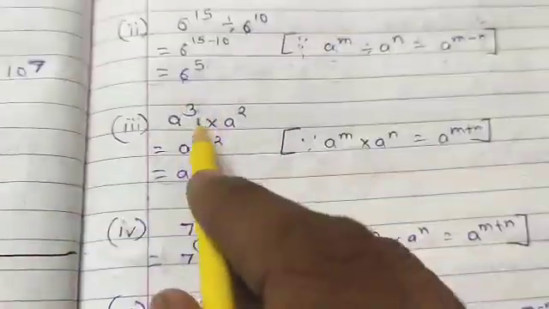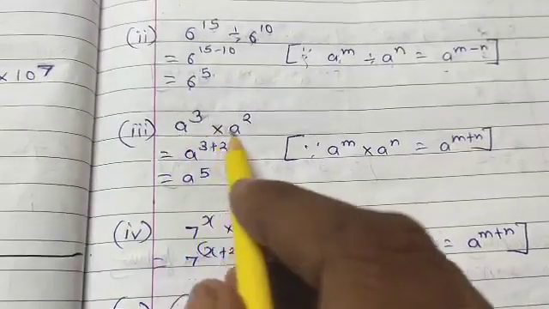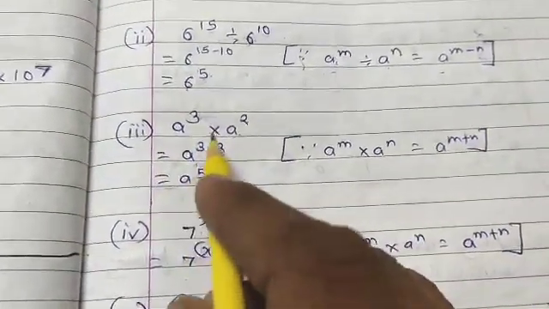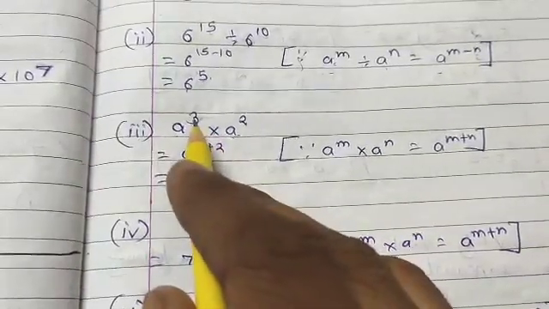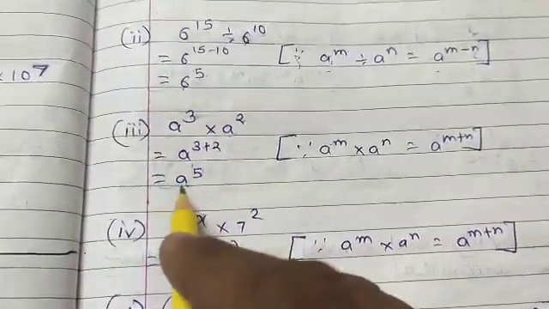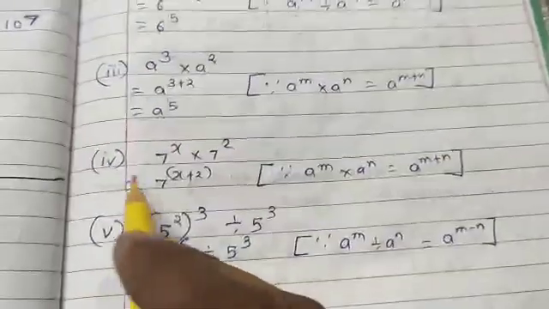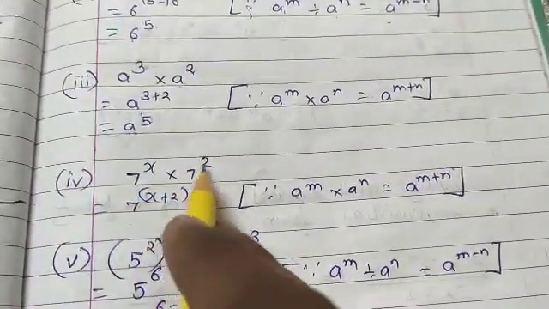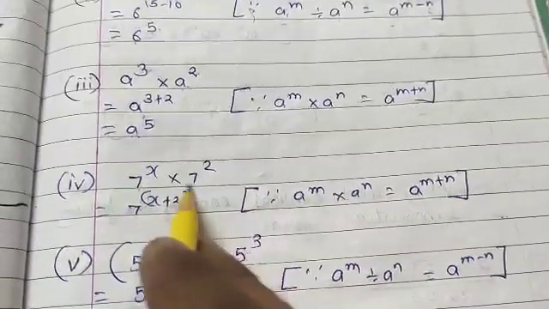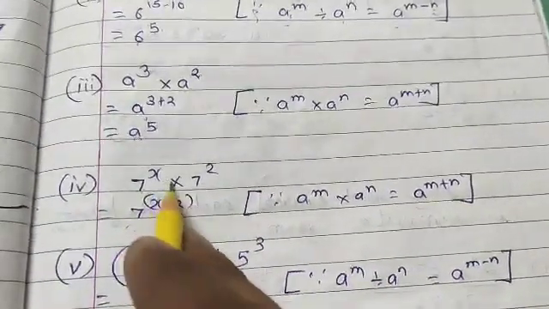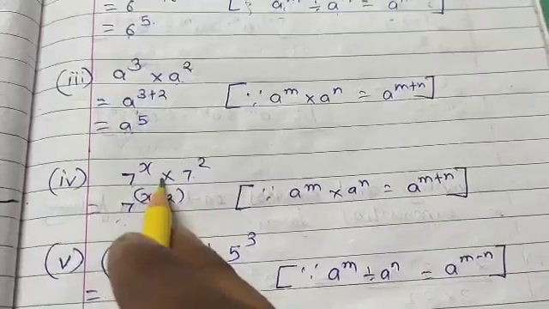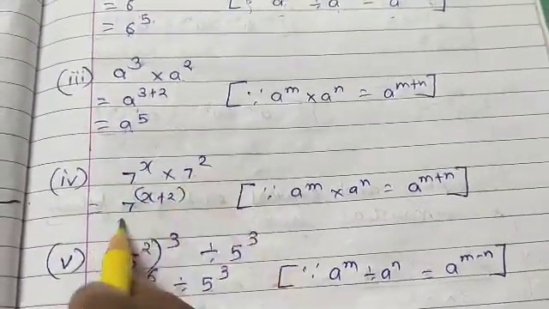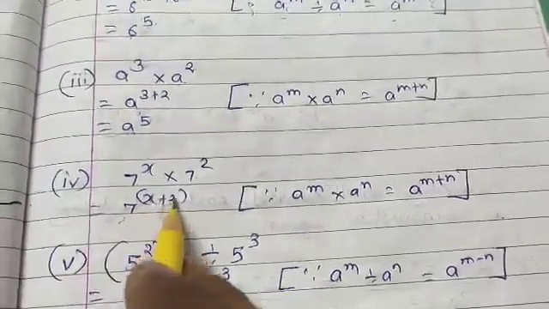Now the next one is a raised to the power 3 multiplied by a raised to the power 2. Here a is common and it is multiplication, so you have to add the powers, that is 3 plus 2 gives 5, that is a raised to the power 5. Then the fourth one, 7 raised to the power x into 7 raised to the power 2. Here the base 7 is common and both are multiplied, so we have to add the powers, that is x plus 2, so 7 raised to the power x plus 2.